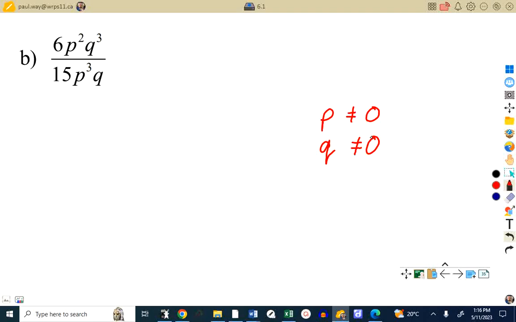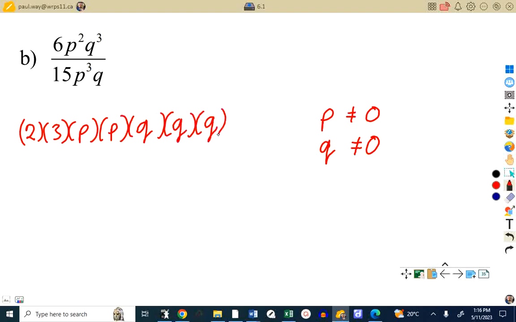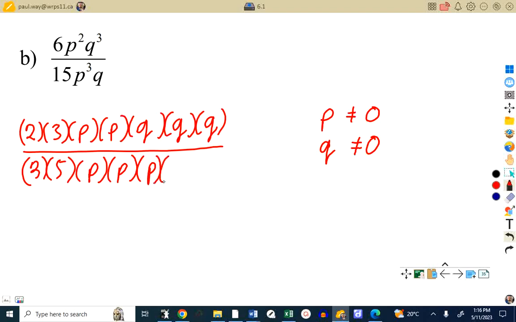And I'm going to actually write this out as 2 times 3 times P times P times Q times Q times Q. Because after all, Mr. Way said factor everything first. You don't need to write it that way, but this is factored. On the bottom, we have 3 times 5, and then we have P times P times P times Q.